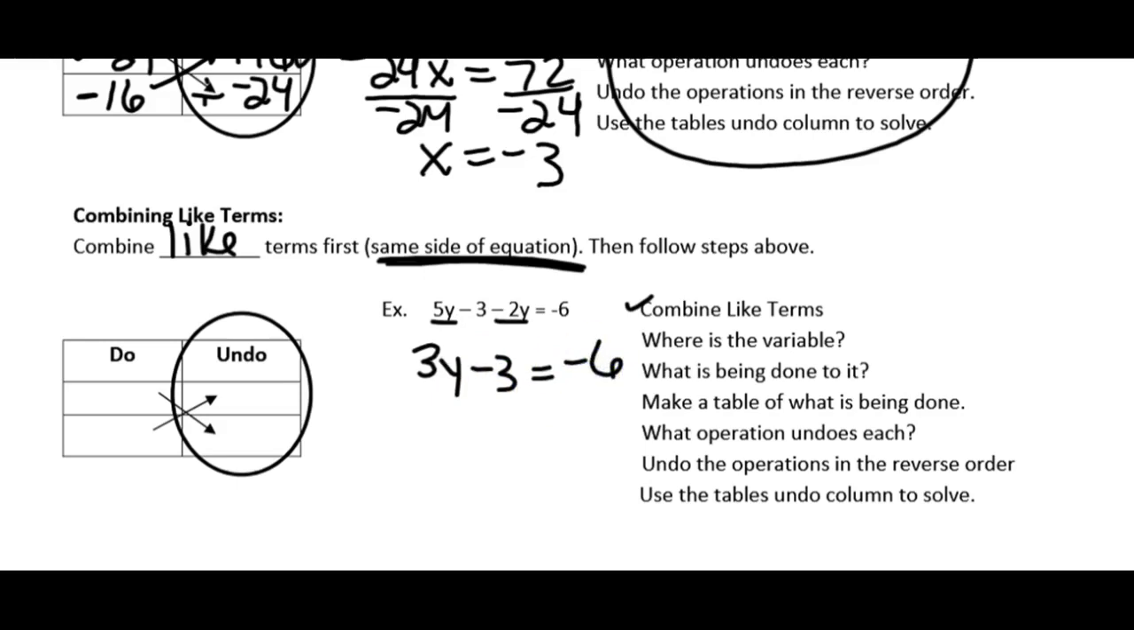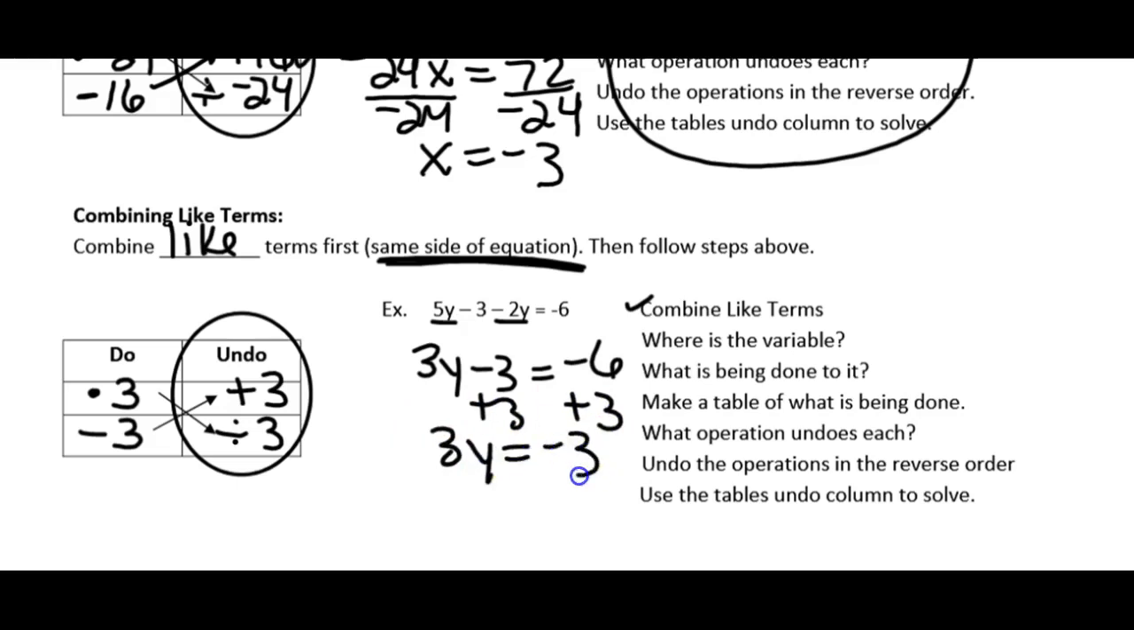Now I'm going to look at my variable, what is happening to it. I can see that it's being multiplied by 3, and then it's being subtracted by 3. To undo subtracting by 3, I add 3. And to undo multiplying by 3, I divide by 3. Now I know from this table what my steps are. So step number 1, I'm adding 3 to both sides. 3y is equal to negative 3. It's step 1. Step 2, I'm dividing by 3. So y is equal to a negative 1. Did step 2, and now I'm done.